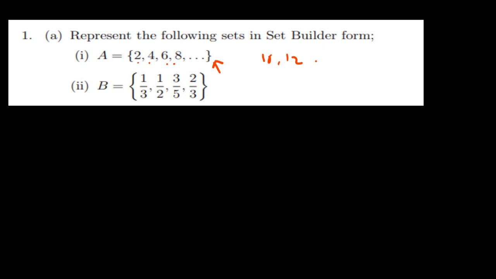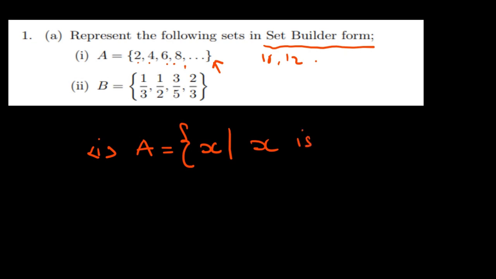So set A there is just describing a set of even numbers. 2, 4, 6, those are just even numbers. So verbally we can represent this set as a set of even numbers. But now we want to write it in set builder notation. So we are going to say set A is a set of all x's such that x is an even number.